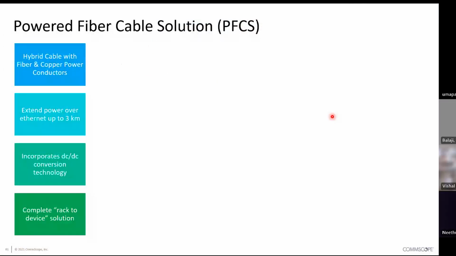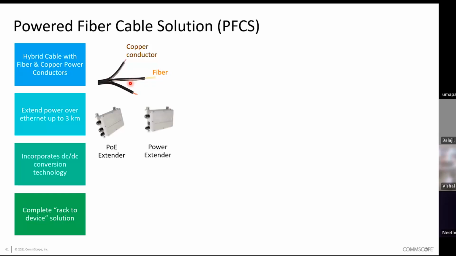How it functions: we have something called a hybrid cable, which has both copper and fiber. So this is a 3-layer cable. On both sides you have a copper conductor, which will be 16 AWG or 12 AWG, and in the middle you have a fiber core. Then you need a PoE extender at the user end, either a camera or any IP device which works on PoE.